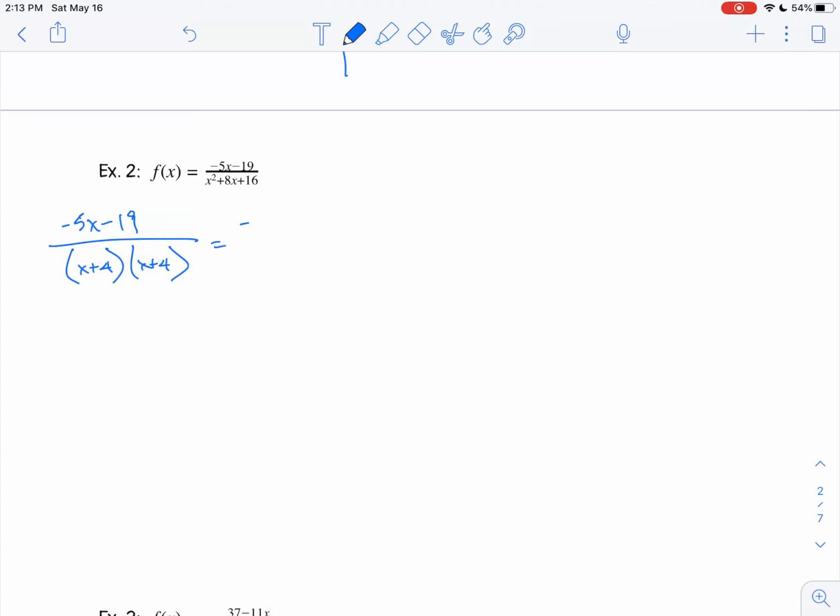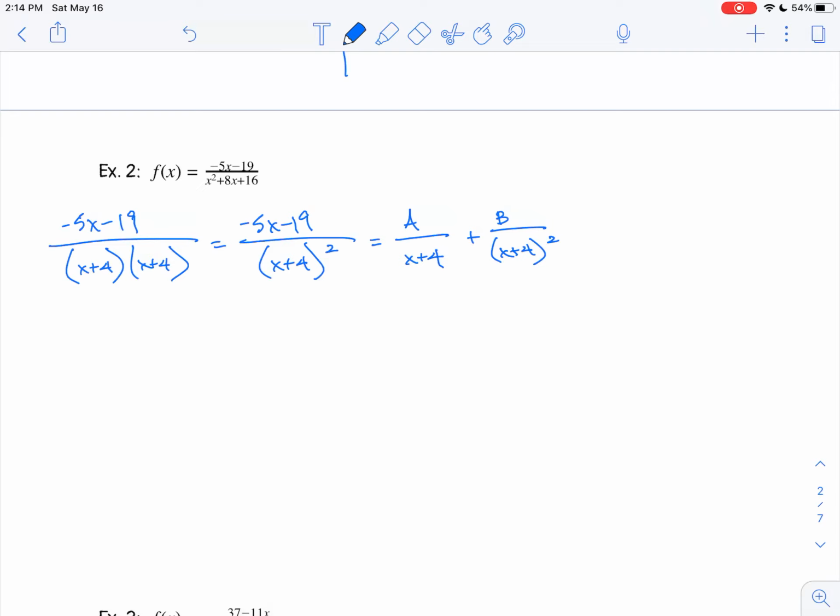Now what that means is I really have a repeated linear factor. So x plus 4 is the linear factor, but it's repeated because it happens twice. Now that means when we break it down into its partial fractions, we need a constant over the linear, plus we need to account for the fact that it's repeated, so b over x plus 4 squared. Okay.